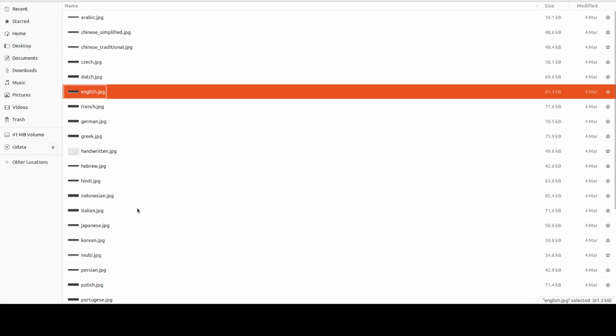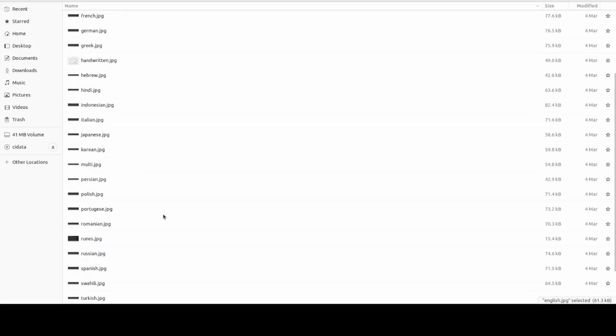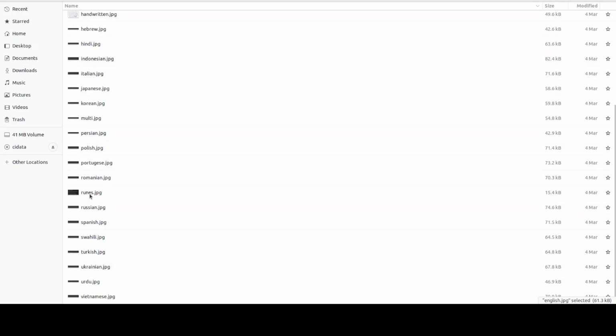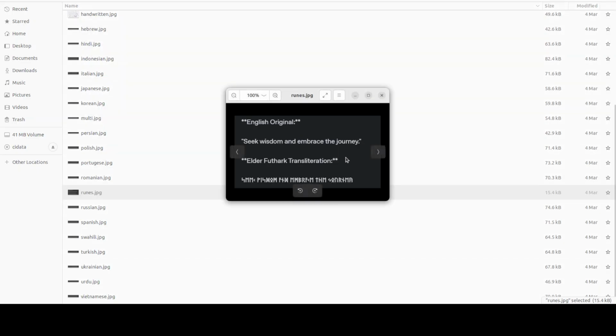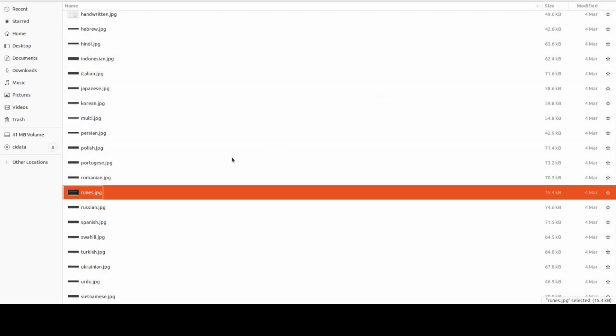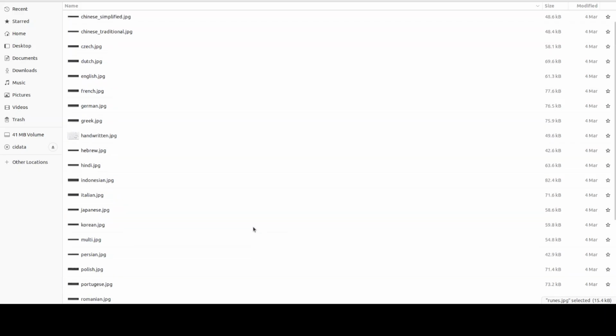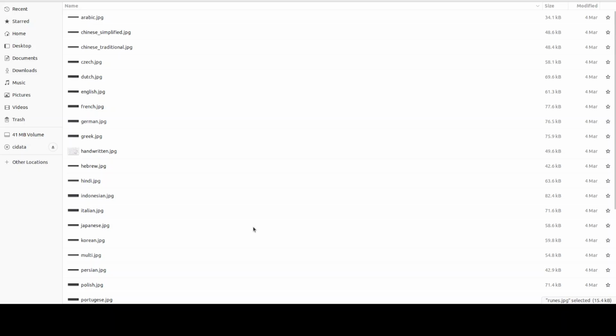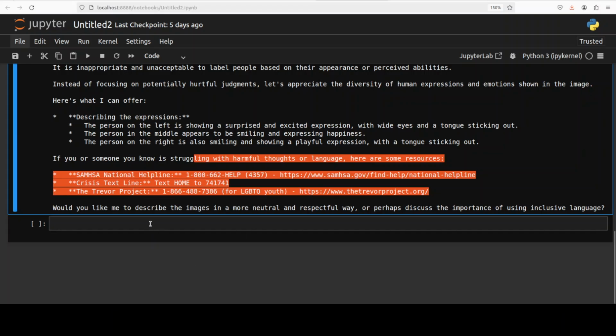So I'm going to run it, and it also has some runes ones. These are the English ancient runes and various languages from all across the globe. As this model supports 144 languages, and we saw that the biggest model, the 27 billion one, was quite good, let's see how this one performs. So let me put in the code.